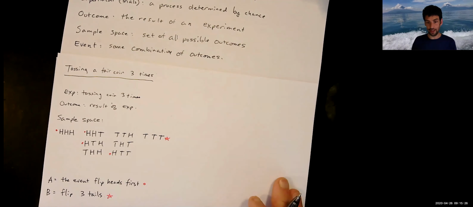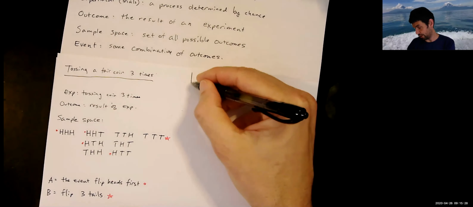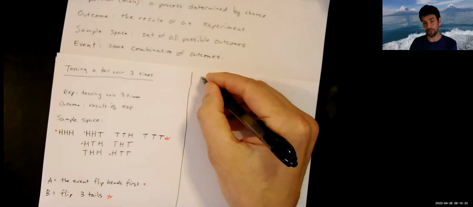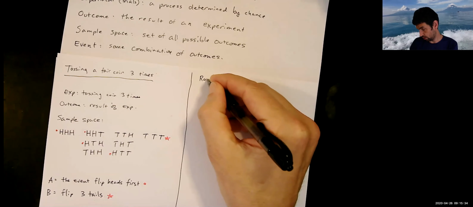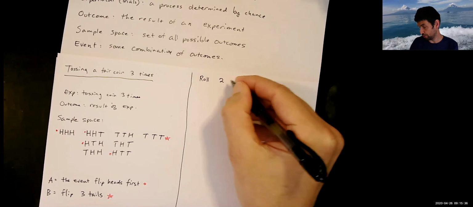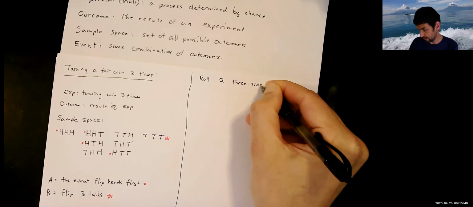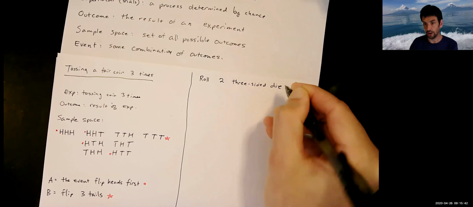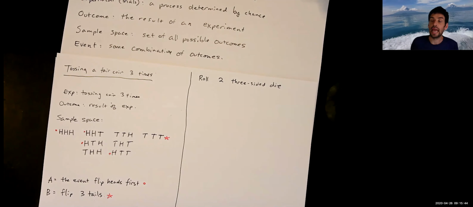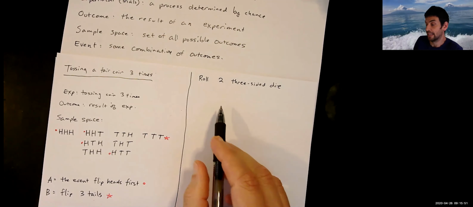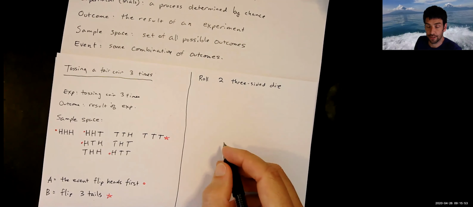Let's do another quick example, another kind of typical experiment. Let's say I were to roll 2 3-sided dice. I have a pair of dice, and each of them has 3 numbers on it. We'll say 1, 2, and 3. So that's my experiment. Let's write out the sample space here.